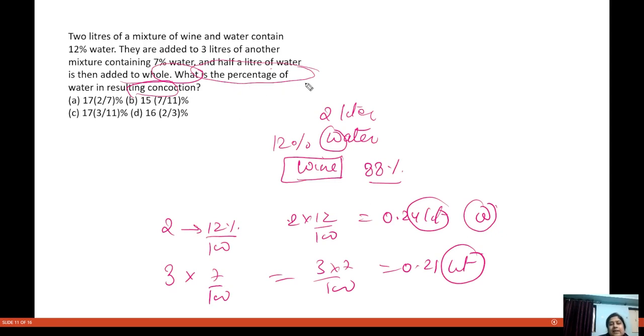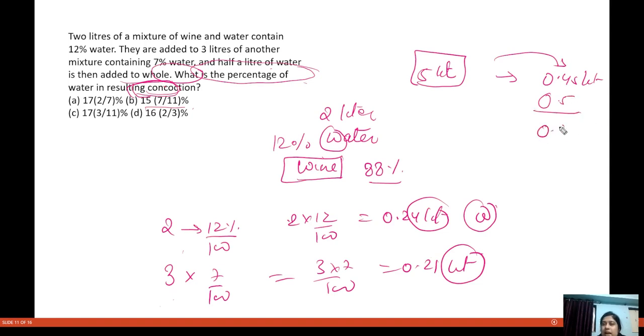And then it is saying that half a liter of water is added to the whole. So this is 5 liters. You are having 0.45 liter of water in this 5 liters. Then half a liter of water is added, so now you have 0.95 liter of water. In 5 liters you are having 0.95 liter of water. So 0.95 divided by 5 into 100.